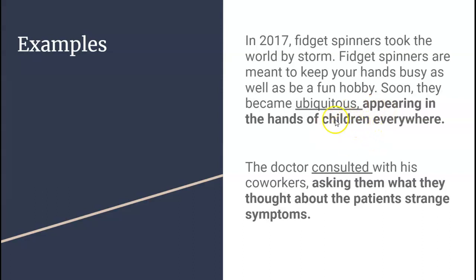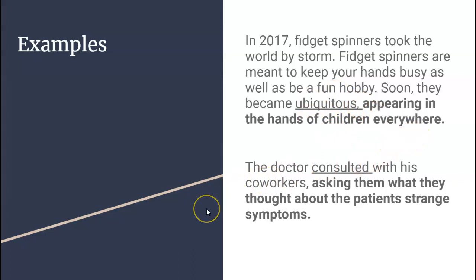And what this sentence does is it tells us what ubiquitous means by restating it in an easier way to understand. So ubiquitous means appearing everywhere. If something is ubiquitous, it appears everywhere. So again, this is a synonym or a restatement clue because it tells us what ubiquitous means, but in different words.